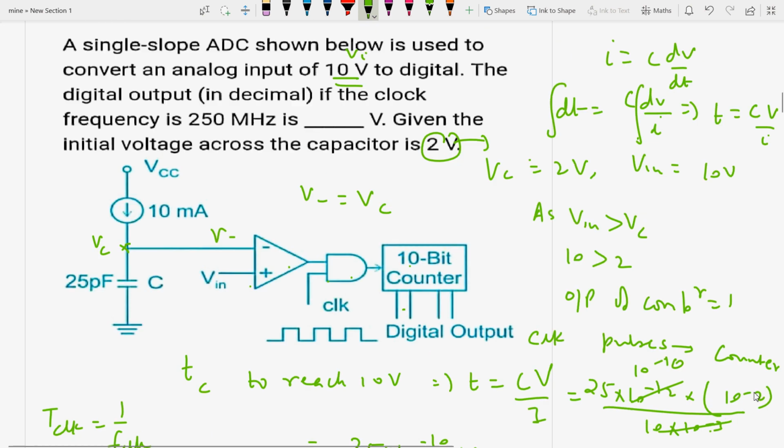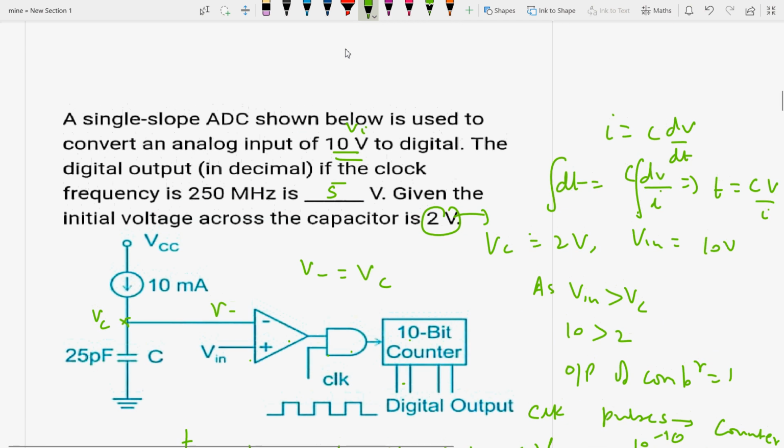Have you understood the question? What is given here? See, what you have to do, you have given an A to D converter, right? You have given input voltage as 10 volt. You have given initial voltage across capacitor is 2 volt. This is also the initial voltage, right? And you have to calculate the digital output in decimal. Decimal, that means you have to calculate this much.